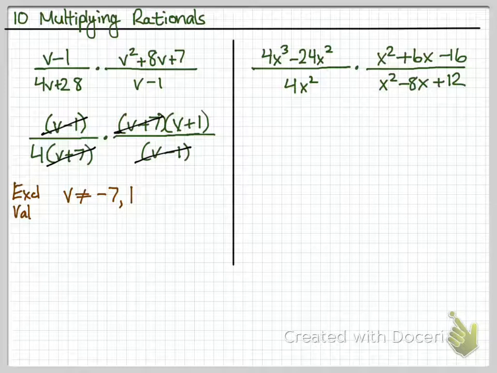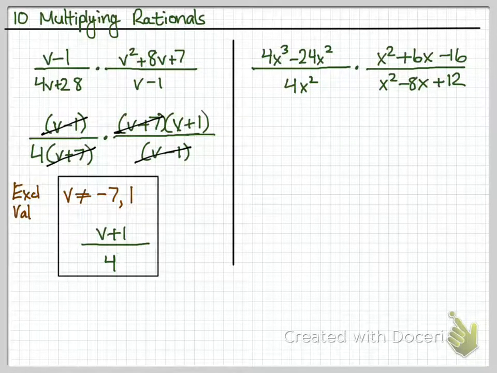Now that we cancel, you notice that the v plus 7s disappear, or they cancel out to be 1. V minus 1 cancel out to be 1. What we're left with is v plus 1 divided by 4, with the excluded values of negative 7 and 1. So a lot cleaner. Many times, not always, but sometimes we can take a lot of nasty expressions and factor them down to be something cleaner. Okay, so that's one example there.